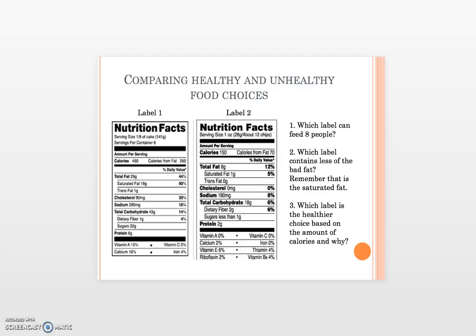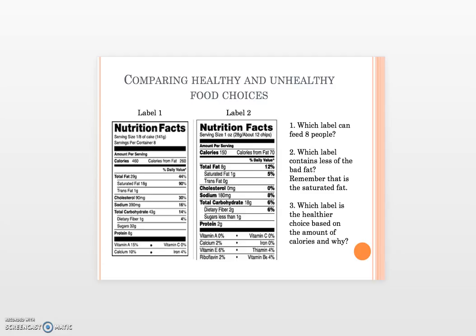Now we're going to compare healthy and unhealthy food choices. I have 2 labels displayed on this screen. I would like you to pause the video at this time, and I want you to compare those 2 labels, and try and answer the 3 questions on the right side. When you think you are done, I want you to play the video again, and we're going to review the questions and see if you got them correct. Okay, press pause.